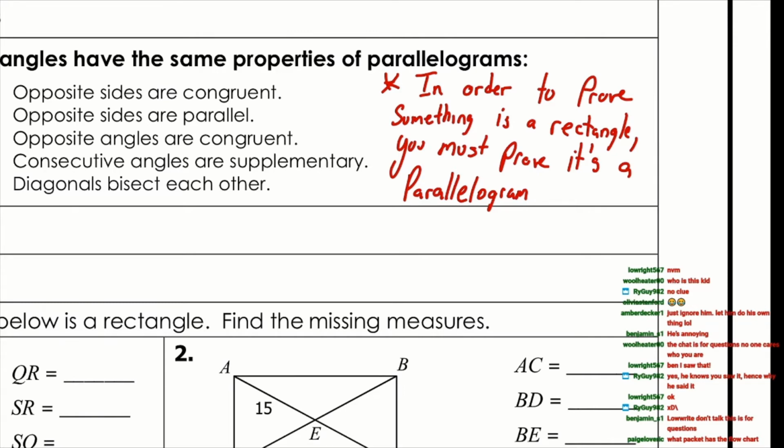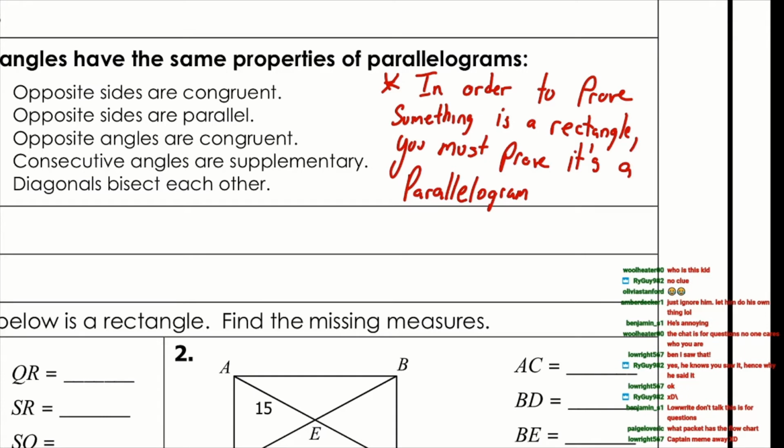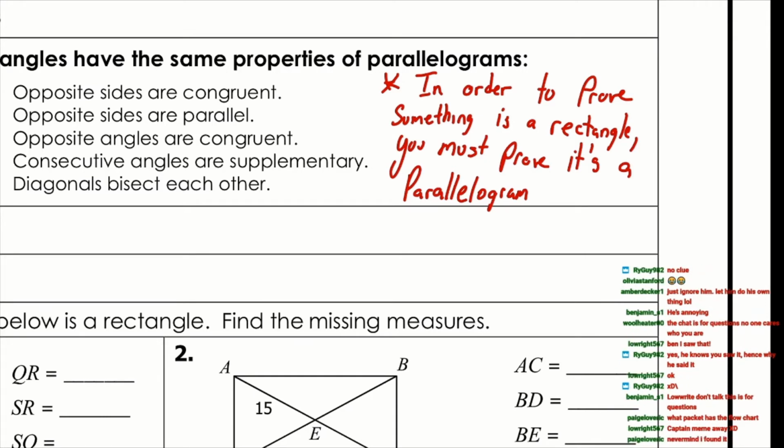What packet is the flowchart? It's not in a packet. It's just a single sheet. It's probably towards the end. I don't exactly remember where that flowchart was, but it should be in the packet. Okay, good.